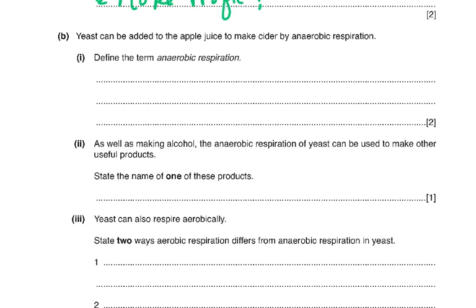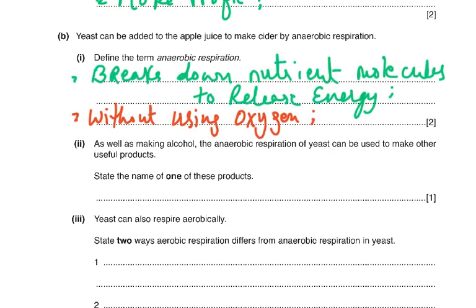So basically, like in human beings, glucose is respired to release energy. Similarly, in plants also, glucose is respired to release energy. Here in yeast, it could be any nutrient, could be glucose, could be also using any other molecule. So it breaks down nutrient molecules to release energy without using oxygen because it's anaerobic. And please remember there were 2 marks, so you have to give me something like 2 points for it.